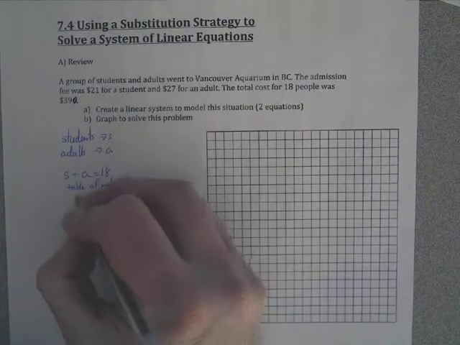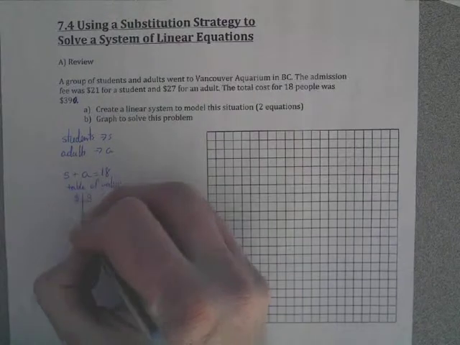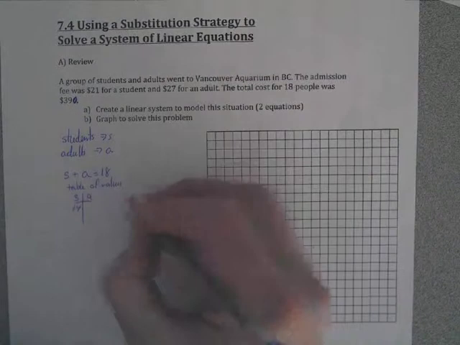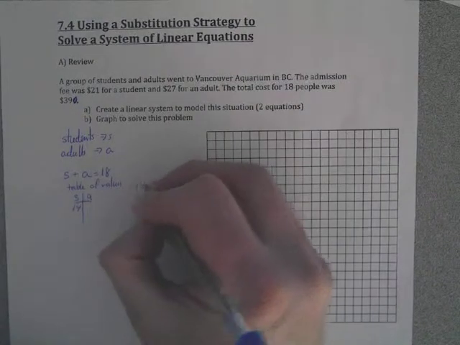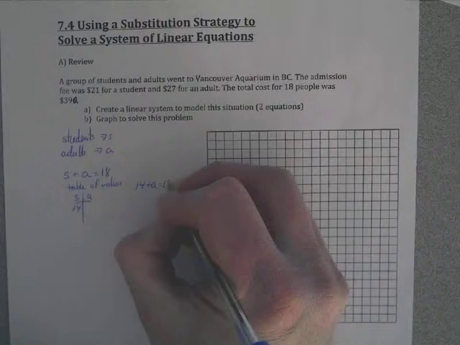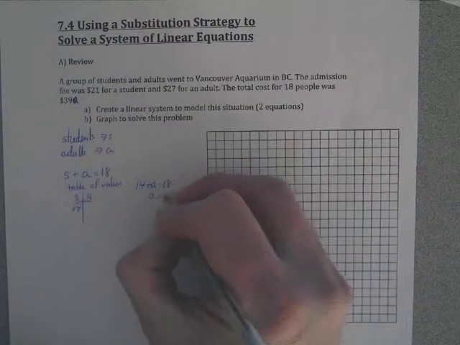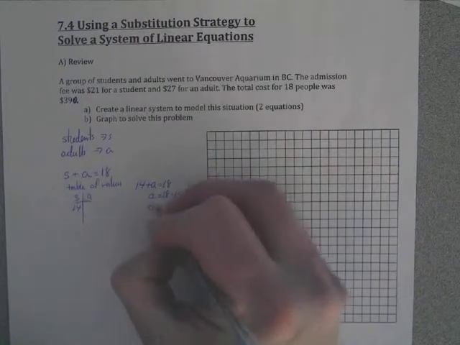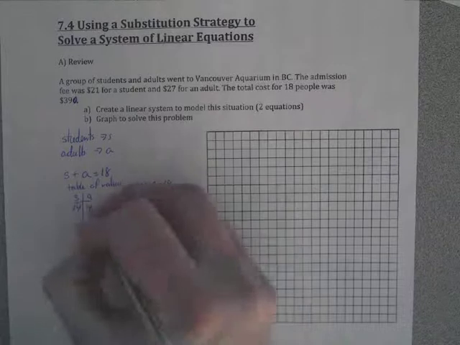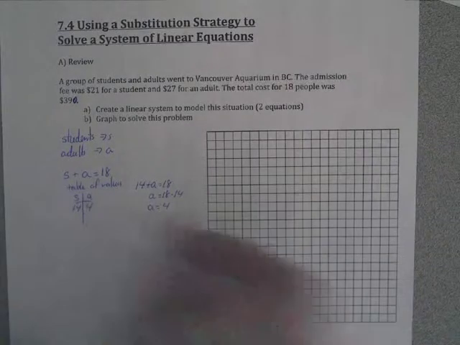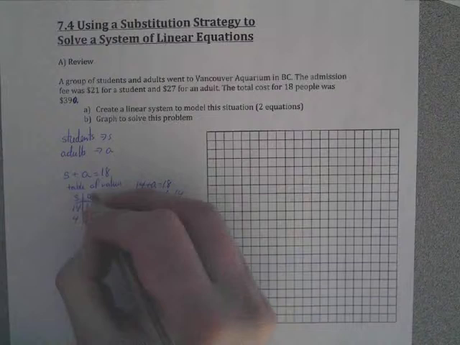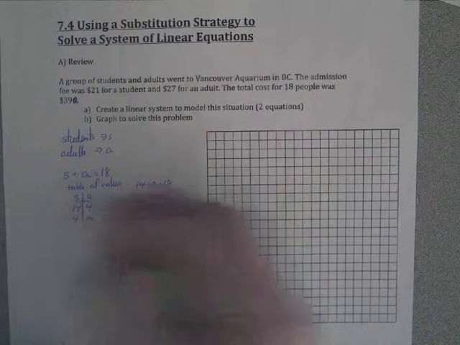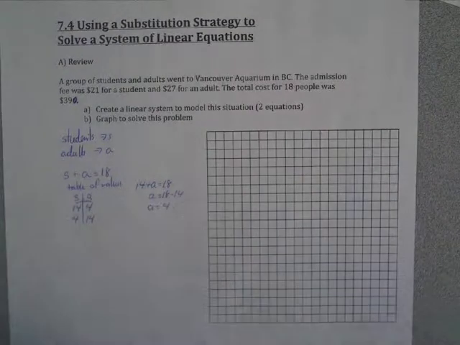If S is 14, what is A? So 14 plus A is equal to 18. I want A by itself. A is equal to 18 minus 14. A is equal to 4. So 4 adults. And then to make life easier, if I have 4 students, how many adults would I have? Once again, it has to equal 18. So 4 plus 14 is 18.